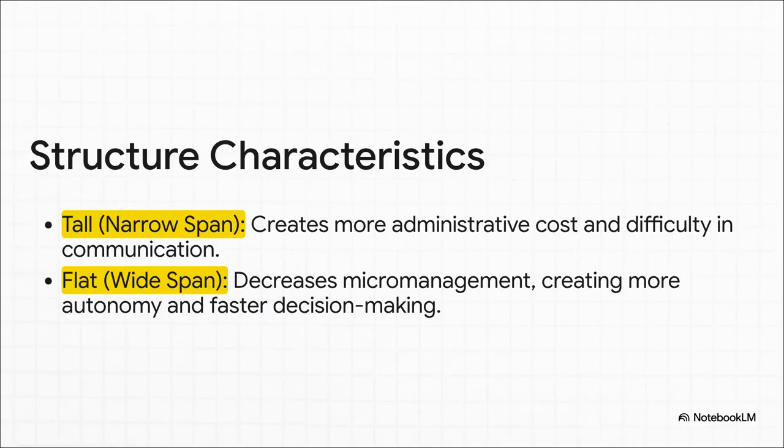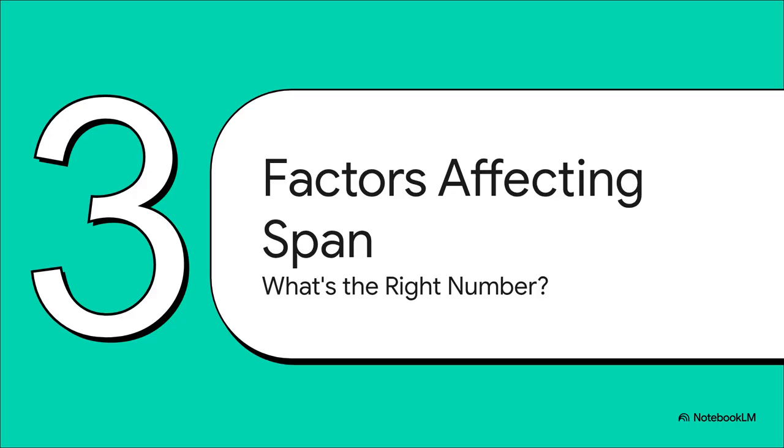Okay, MCQ alert. You absolutely need to know the pros and cons here. Tall structures give you more control, but man, they are slow and expensive. Information has to travel up and down all those layers. Flat structures are much faster and give employees more freedom, but your managers can get seriously overworked. So, this leads to the next logical question, right? How do you decide if a span should be wide or narrow? Well, it turns out several key factors come into play.